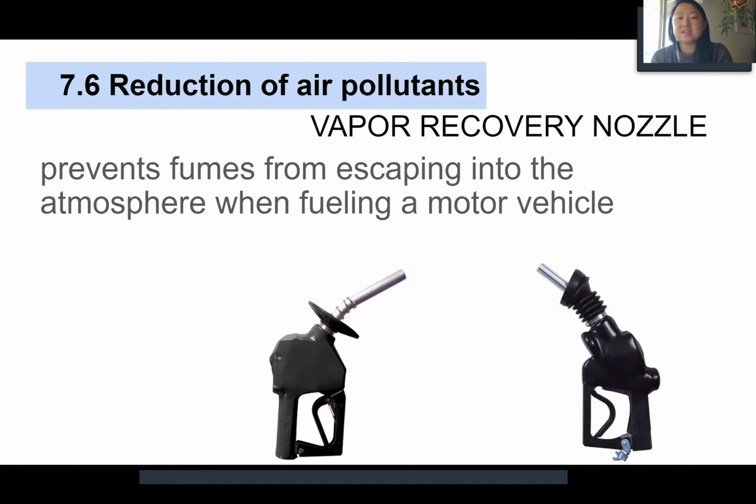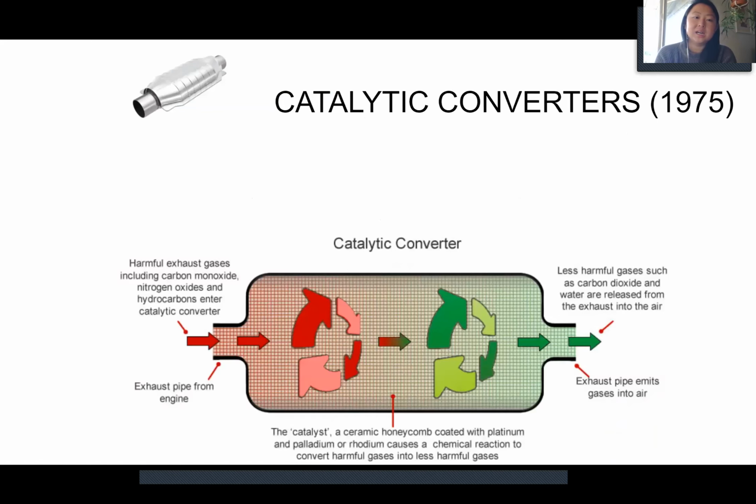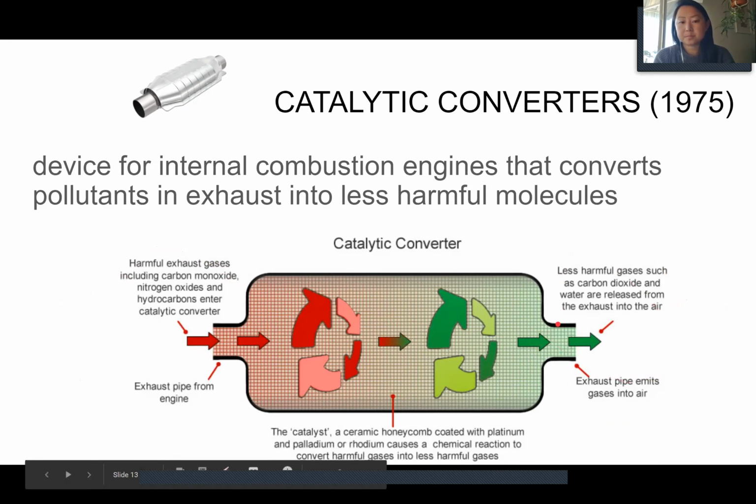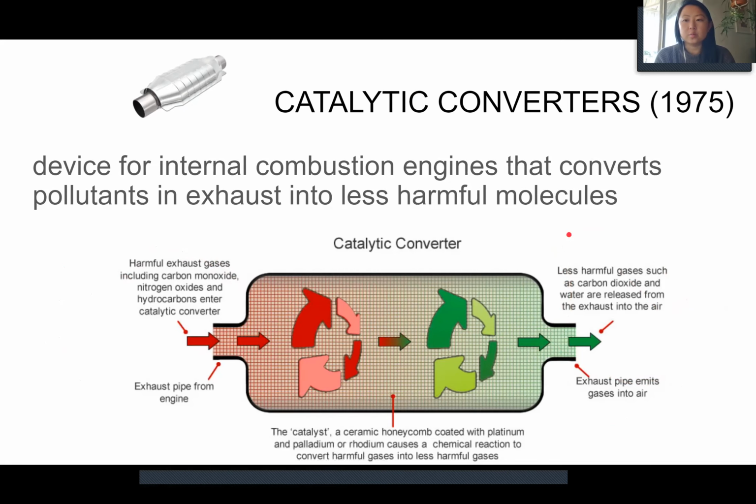Okay. And then these you unfortunately have to memorize. I have like four different ones, but these are the ones that the AP test finds important. And then there's the catalytic converter, which came about in 1975. Essentially, it's a device that is installed into your car, and other motorized vehicles have it too. It's a device for internal combustion engines that converts pollutants in exhaust, these harmful exhaust gases that your car produces, into less harmful molecules, right? So that's one of them.